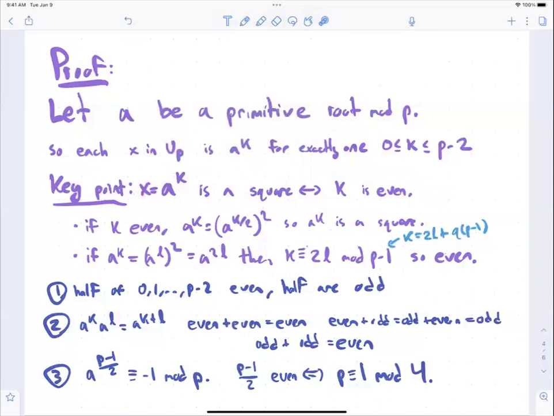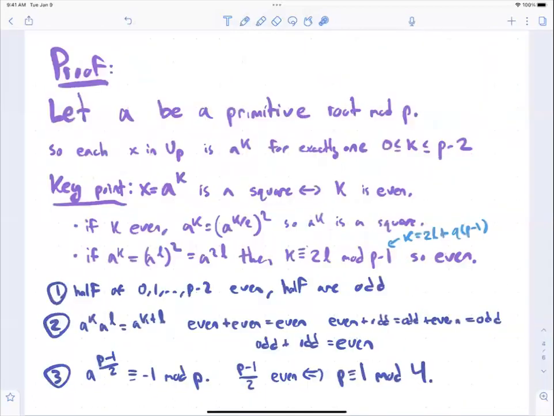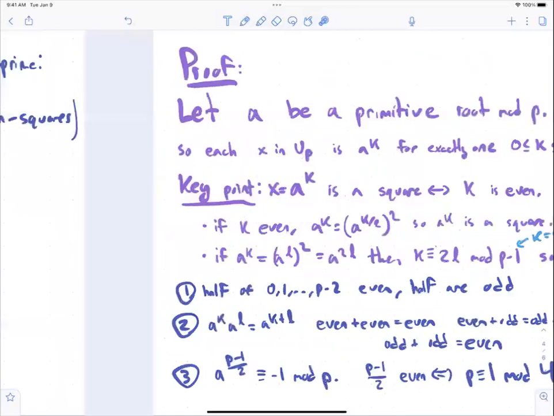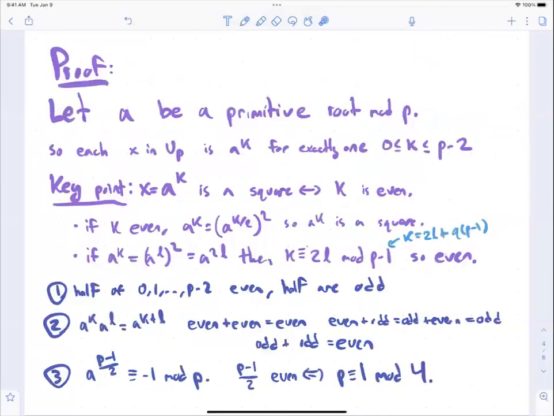If you take a primitive root and write x as a power of that primitive root, then in terms of the exponent that appears, there's a very simple criterion to detect squares. It's just whether or not that exponent is even. So for example, to verify the first property, that there are (p-1)/2 squares in U_p, we just observe that half of the numbers from 0 to p-2 are even, and then for the (p-1)/2 non-squares, half of them are odd.